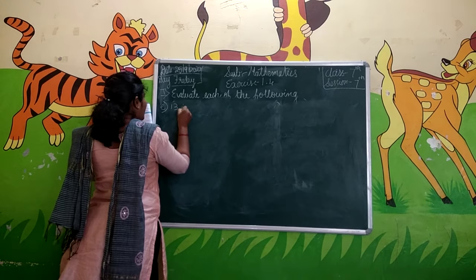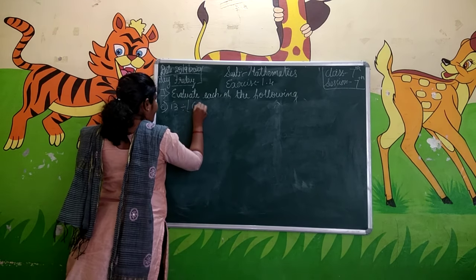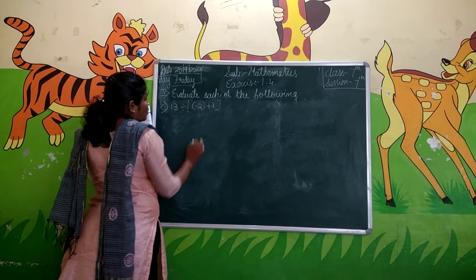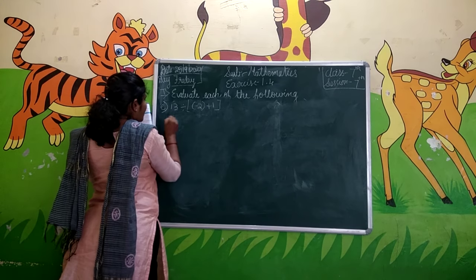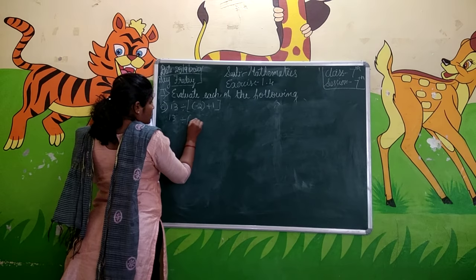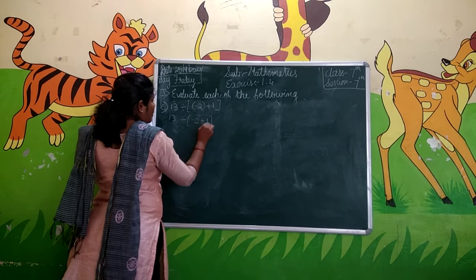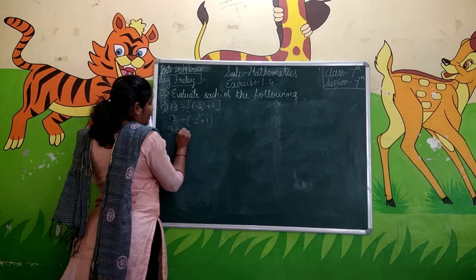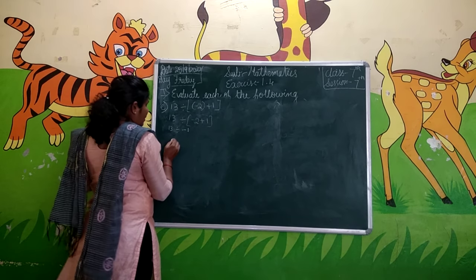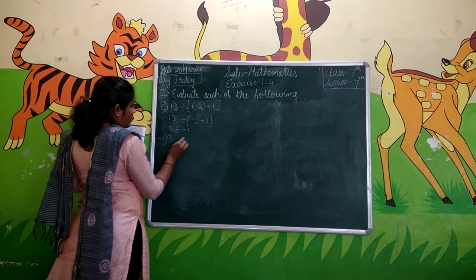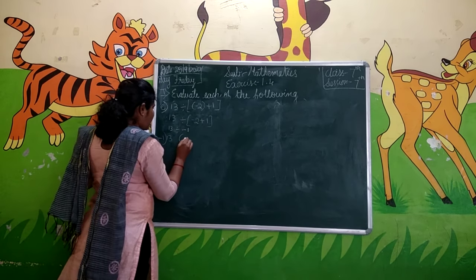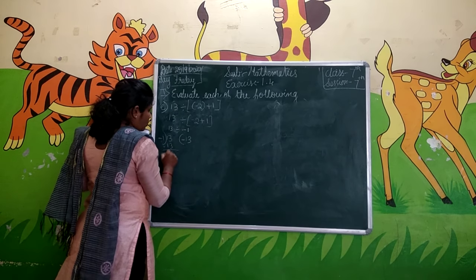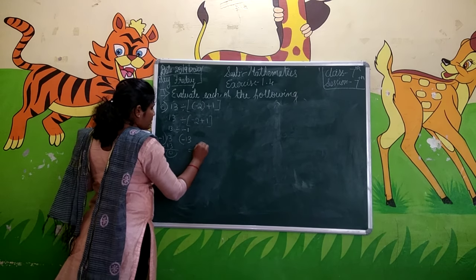Now E: 13 divided by the bracket. First we have to solve what is in the bracket. So first, minus 2 plus 1. Plus 2 minus 1, so we subtract that 1, and we get minus 1 as the answer. So we have to divide 13 by minus 1. 13 divided by minus 1, so minus 1 into minus 13. Minus into minus is plus, with remainder 0. Minus 13 is the answer.